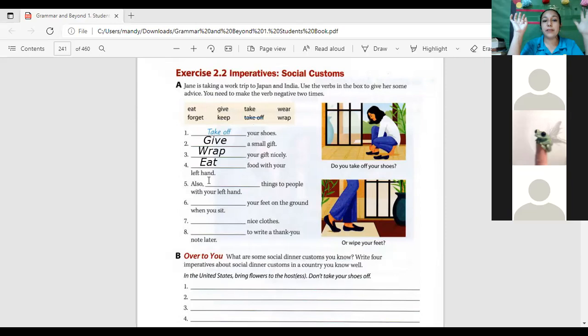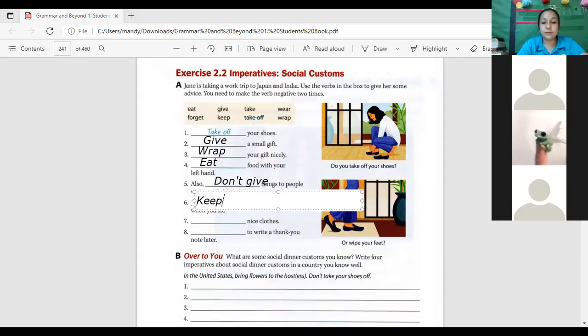So in that case, don't give, yeah? Don't give things to people with your left hand. They consider that this one is impolite. Number six, your feet on the ground when you sit. What do you think? So we used the verbs take off, eat, don't give, wrap. Let me check here, keep. Yes, keep, exactly. Keep your feet on the ground when you sit.